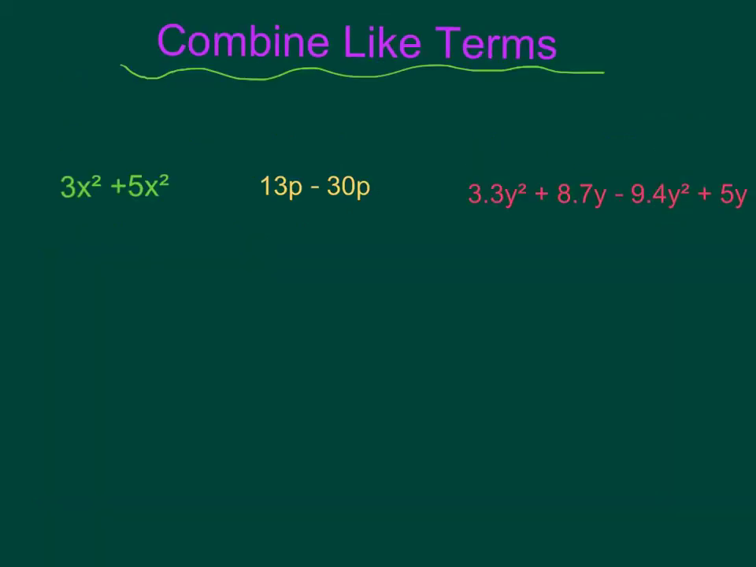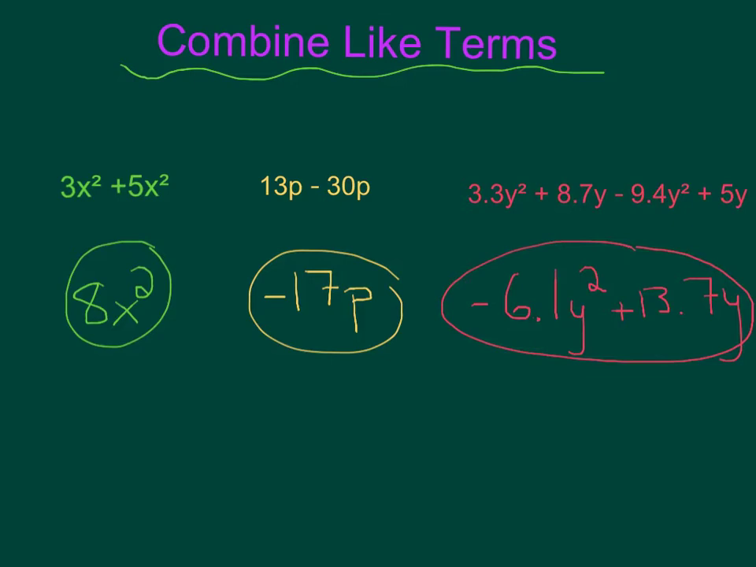Here are 3 different examples in which I want you to practice combining like terms. So I want you to pause the video, write them down, and try it on your own, and then check your answer. Okay, check your answers. 8x squared, negative 17p, and then lastly, negative 6.1y squared plus 13.7y.